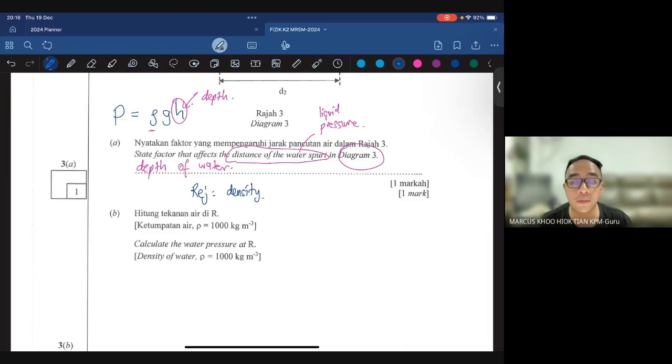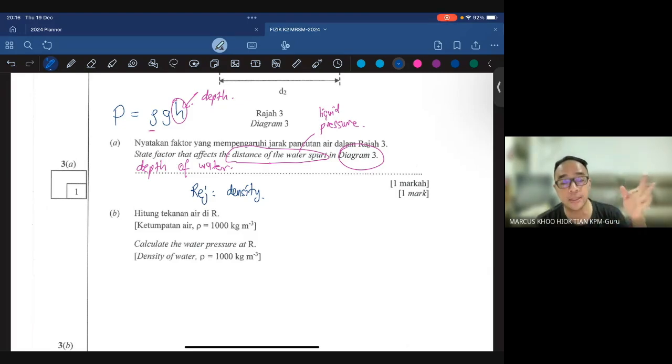I think height is a little bit dangerous because usually we talk about depth. Height is ketinggian, but depth is kedalaman in Malay. I think height is not a wise answer. Depth is a better answer. Okay, thank you for the question. It's a good question.